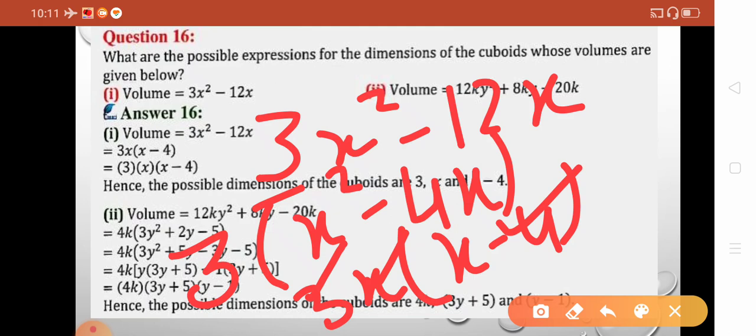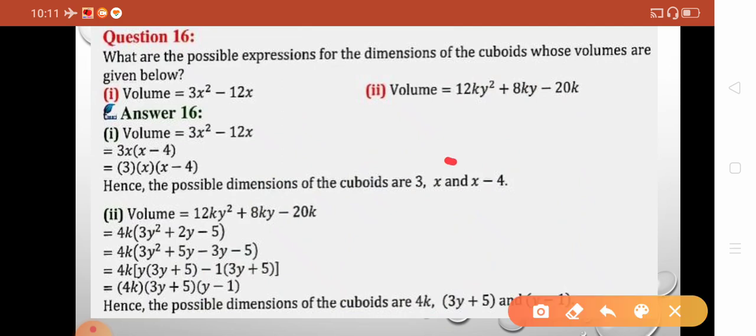So length can be any of these, breadth can be any of these, and height can be any of these. That depends upon the value of x. So the 3 dimensions are 3, x and x minus 4. Similarly, you will factorize this also.